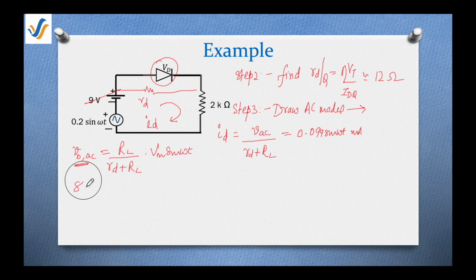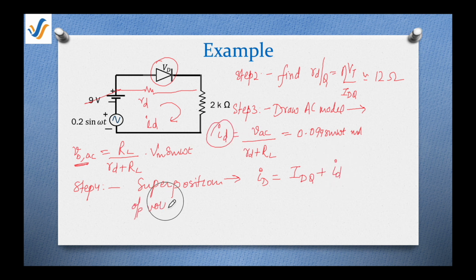And in the last step, step 4, using superposition, we find out the net current in the circuit. Okay, so the total current in the circuit is the sum of IDQ and this AC current. So this is ID. The net output voltage at load, V out, is ID into RL. This is so simple. You have to just follow these 4 steps and you can solve any problem.